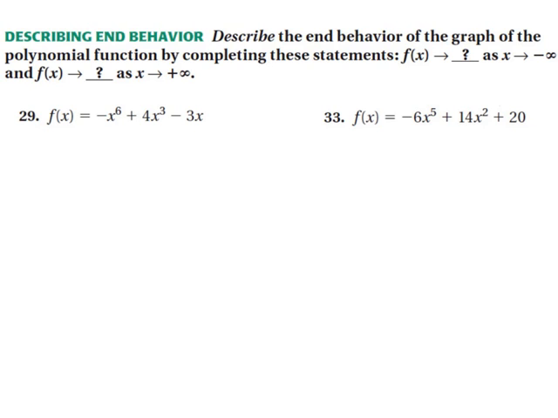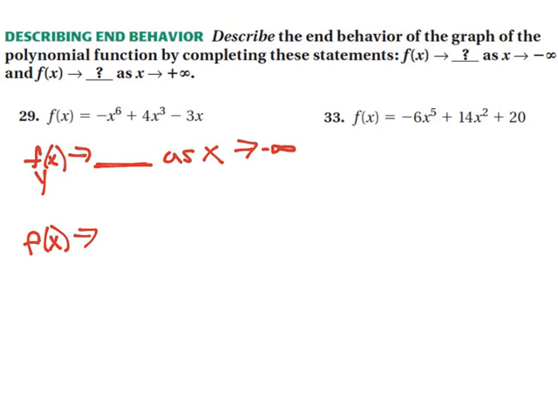Last thing here, we are going to describe the end behavior. Essentially, when you describe the end behavior, you're just going to write this down right now: f of x as it goes to, and f of x just means y. We're going to have that as x goes to negative infinity, which means as x goes to the left, what happens to y?